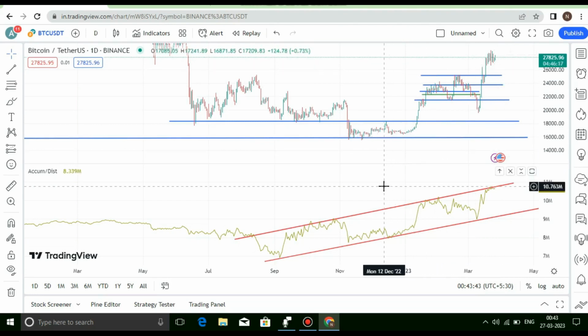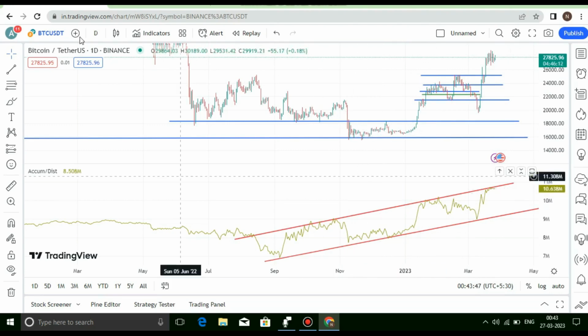So don't take accumulation distribution lightly, since it can have a huge impact on your trading profits and losses.